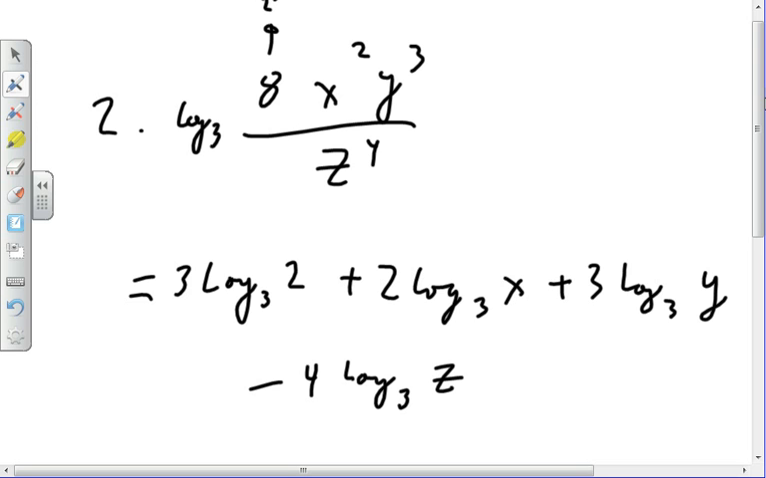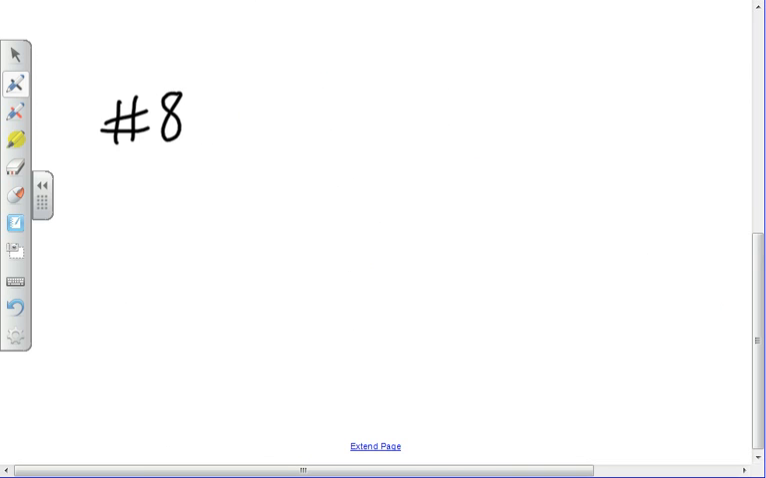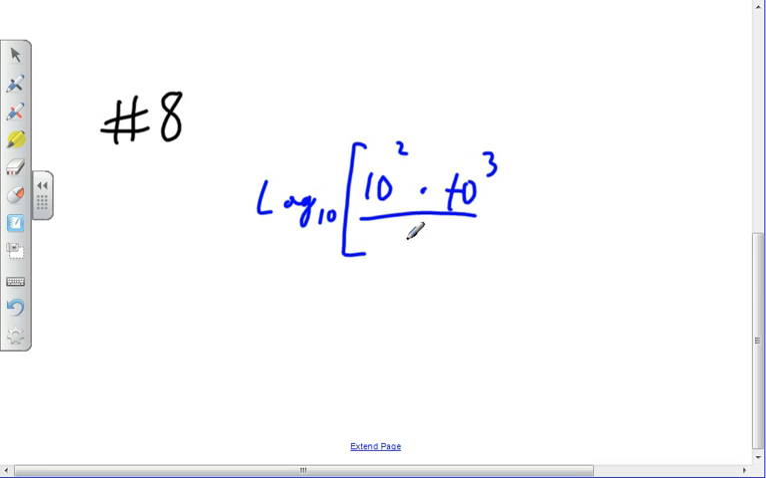So when I have a log of things that are multiplied together, I can add the separate logs. Now why is that? Well, I have rules that said I could, right? So that's one thing. But does it make any sense? Let's see. I've got log base 10 of 10 squared times 10 cubed divided by 10 to the 4th.